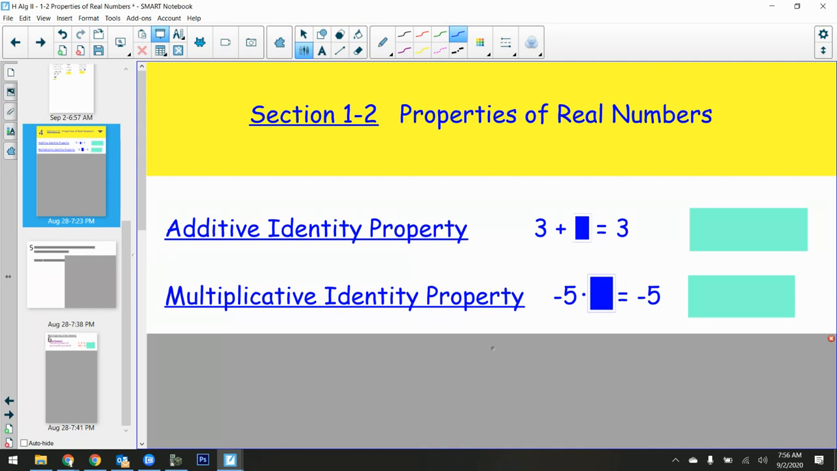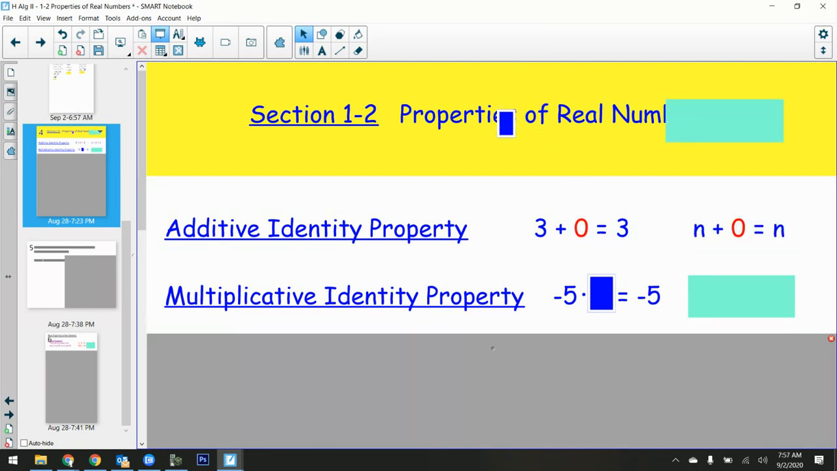So we've got the identity properties. We have both the additive and multiplicative identity. Basically, when I'm talking about the additive identity, I'm saying what can you add to a number to make it the same? What number is the additive identity? 0, right? Obviously. If we take 3 plus 0, we get 3. So to show the property, you would say n plus 0 is n. 0 is the additive identity.